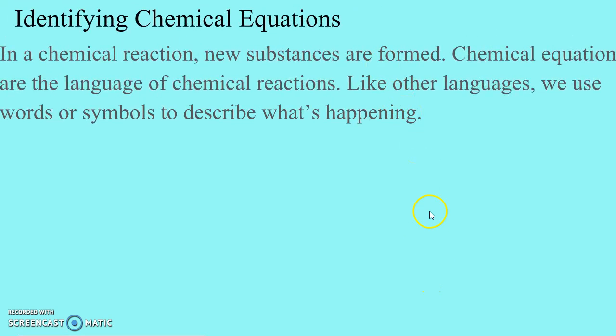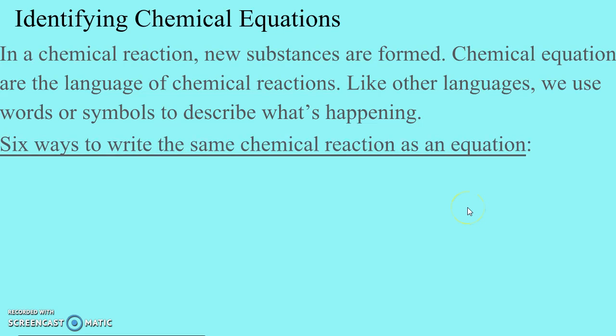In a chemical reaction, new substances are formed. That's the whole point of it. It is a chemical change. You're making something new. Chemical equations are the language of chemical reactions, so we use words or symbols to describe what's happening. That's why it's so much easier to not write it in word format, but write it in the symbols format, and you'll see that as time goes on. So there are different ways to write the same chemical equation or the same chemical reaction.